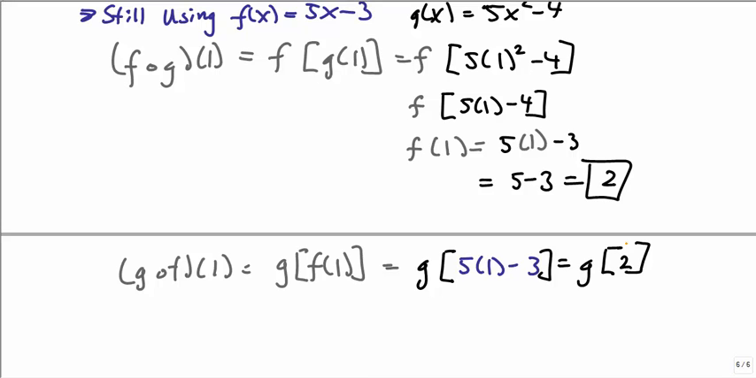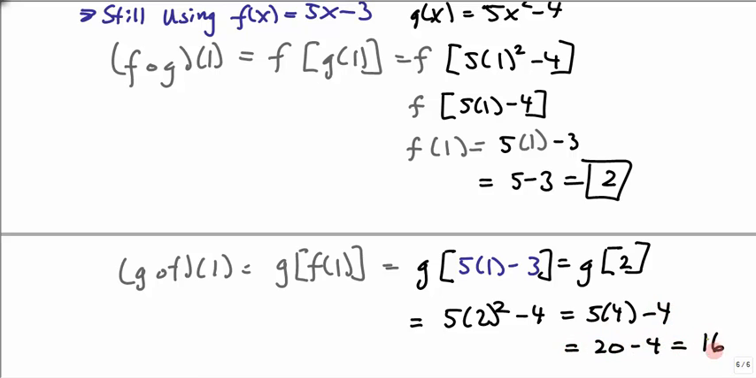Then I take that value of 2 and I plug it into g. So g of 2 then is equal to 5 times 2 squared minus 4. So 2 squared, I have to do the exponent first. I can't multiply first. 2 squared is 4. So I have 5 times 4 minus 4. 20 minus 4 equals 16. So actually plugging in numbers here works as well.